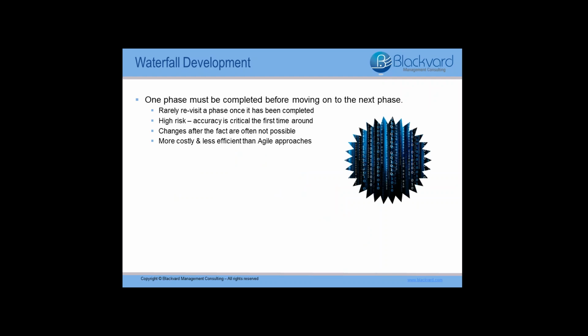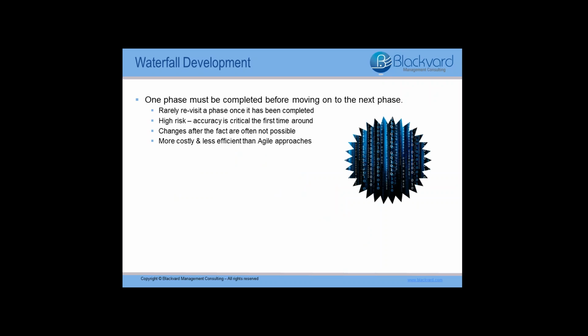In waterfall approaches, since one phase is completed before moving on to the next phase, you will rarely have the opportunity to revisit a phase. So it's important to note here that once a phase has been completed, you normally aren't going to go back and repeat it. So you want to make sure that whatever it is that you're doing, you get it right the first time. This approach is also highly risky, often more costly, and generally less efficient than more agile approaches.